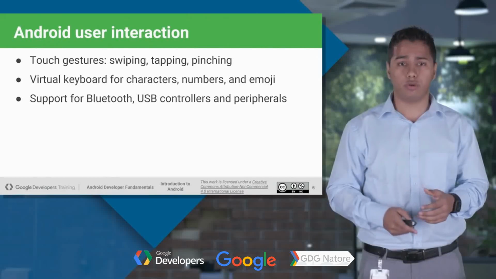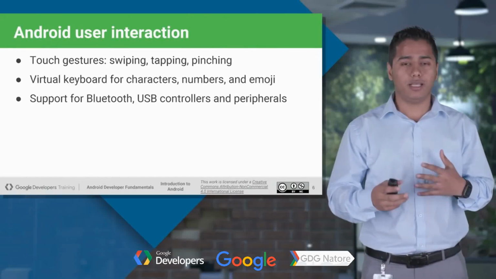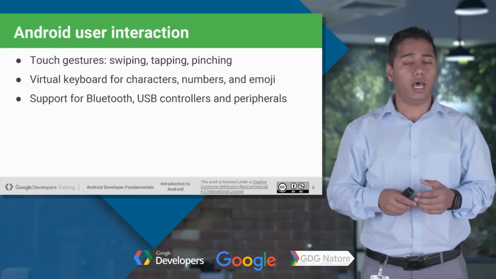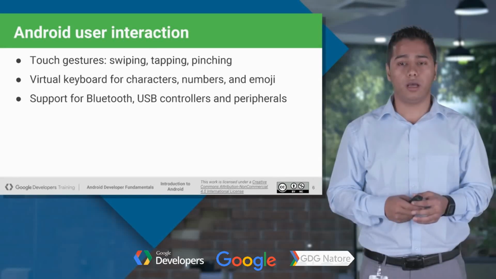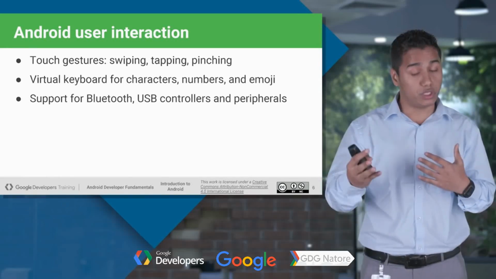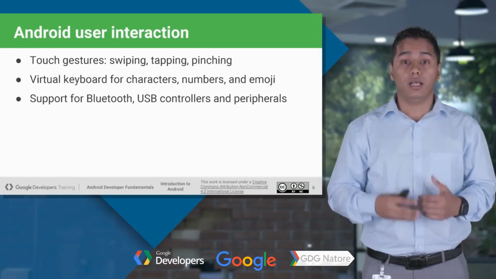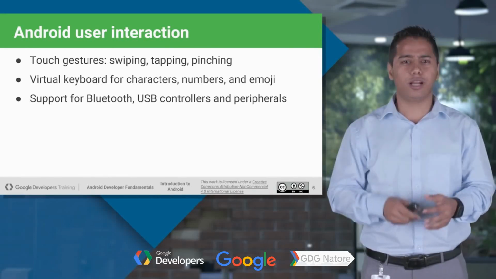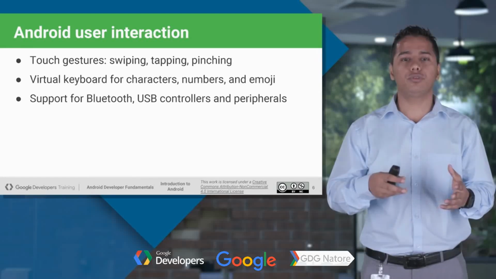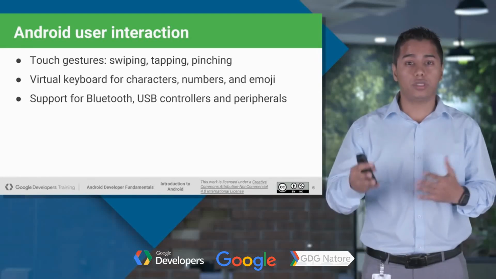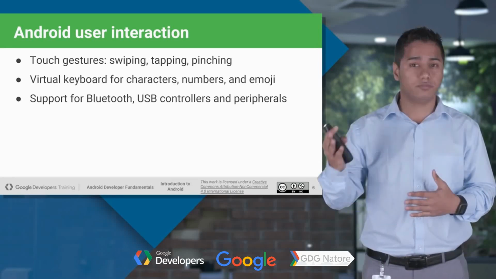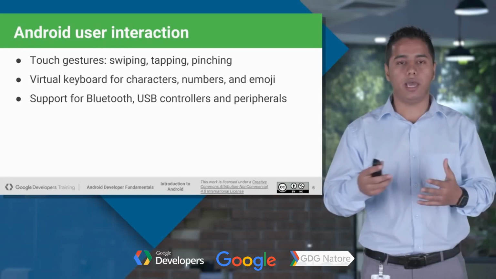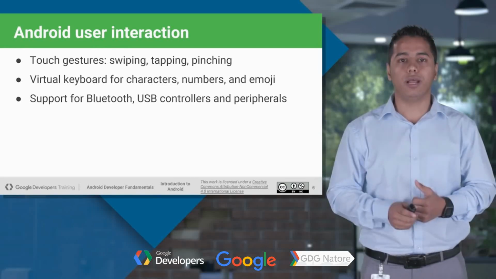So when it comes to user interaction, what are the different user interactions? You can swipe, you can tap, you can pinch, zoom in, zoom out, and we have a virtual keyboard here, which gives you pretty cool features like typing numbers, characters, emojis, all those cool faces you see, you get from your virtual keyboard, and support for high-tech hardware like Bluetooth, USB controllers, Wi-Fi adapters and all. So all these cool things you can attach and you can work around with your Android device.